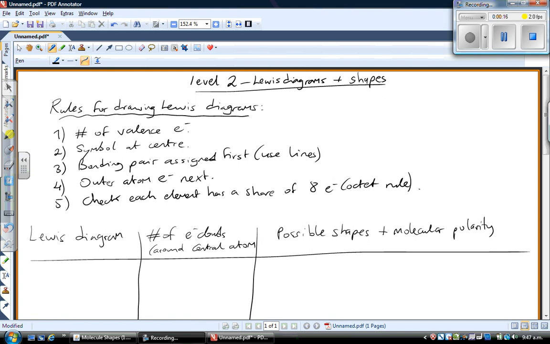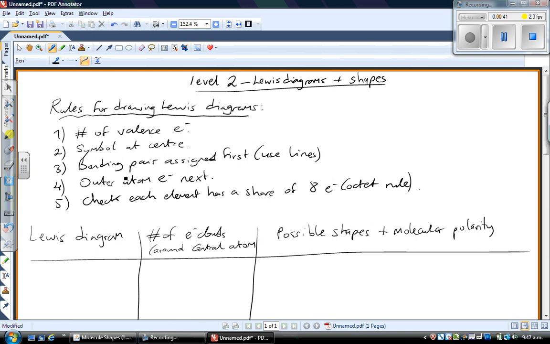The first thing you want to do is determine the total number of valence electrons that you have. So that's rule number one here. The second thing you want to do is to pick the symbol which is going to go at the center of the Lewis diagram. And that typically is the first element which comes in the formula of the compound. So that will make sense as we look at a particular example.